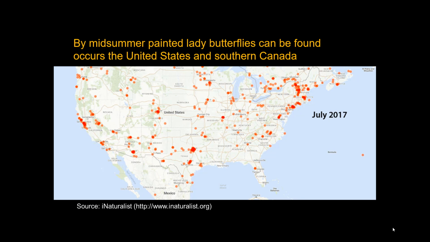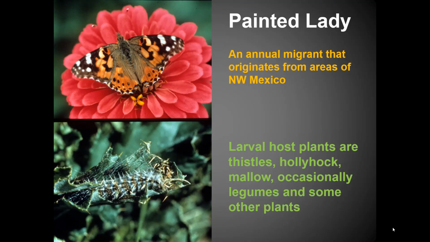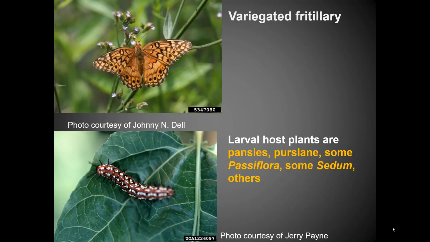And by midsummer, these butterflies have colonized essentially all of North America. And then in late summer, they retreat back to the winter grounds, and we don't see them over winter here. So this is an annual migrant that originates from areas of northwest Mexico and southwestern United States, and you will find this developing on things like thistles and hollyhock and mallow. The young stage is actually even called the thistle caterpillar because it's so common on many kinds of thistles, including Canada thistle.